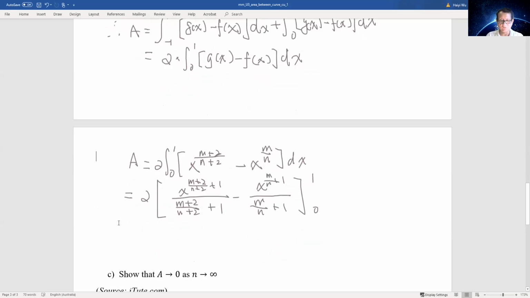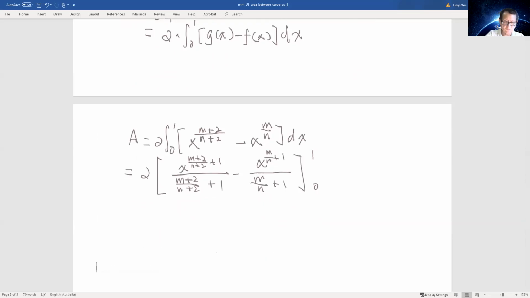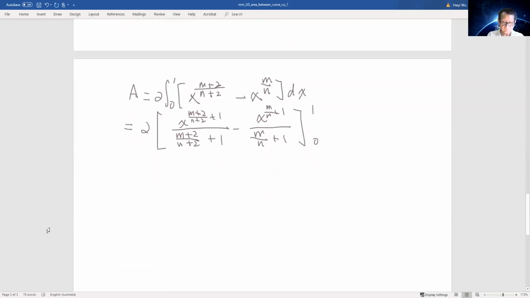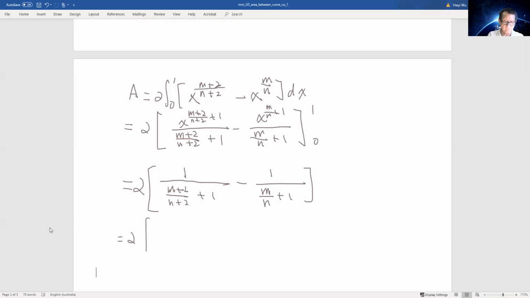All right, let's simplify it and substitute in 1 into the equation. Now 0 will be easy, so 0 will be 0. First we substitute 1 into the left-hand side, so this one becomes 1 on top. The bottom is m plus 2 plus 1, and the next one will be 1. All right, now it's a lot simpler. 0 is just 0, so we will simplify again.